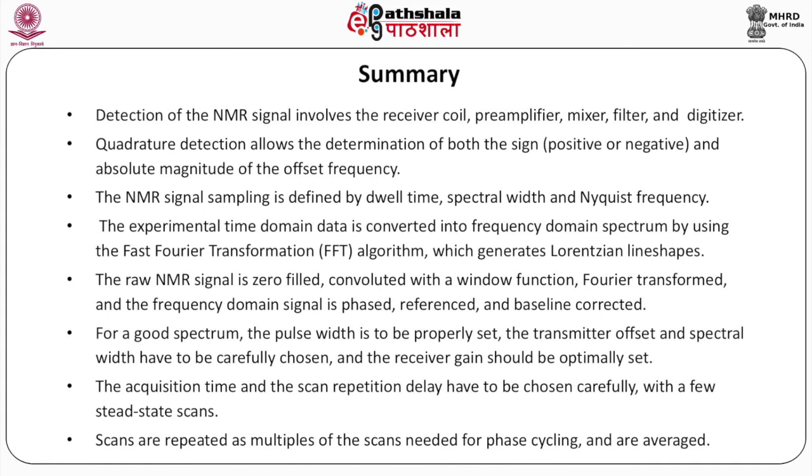The experimental time domain data is converted into frequency domain spectrum by using the fast Fourier transform FFT algorithm, which generates Lorentzian lineshapes. The raw NMR signal is zero-filled, convoluted with a window function, Fourier transformed, and the frequency domain signal is phased, referenced and baseline corrected.